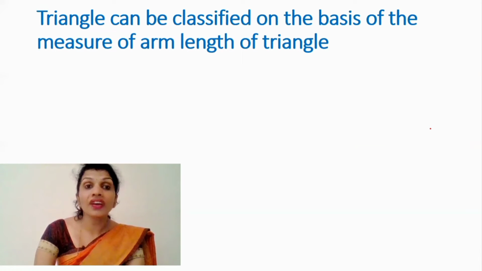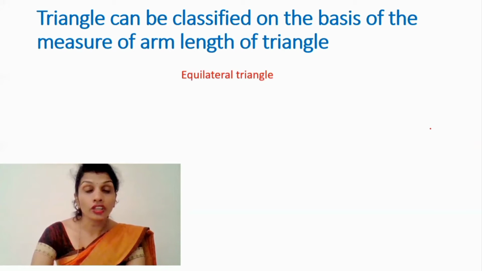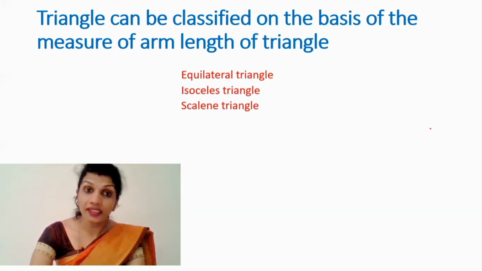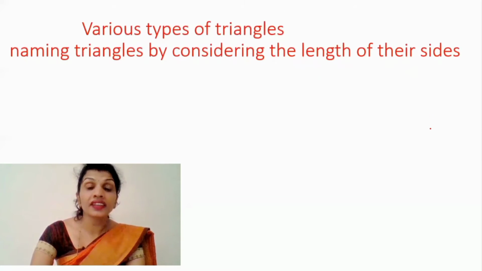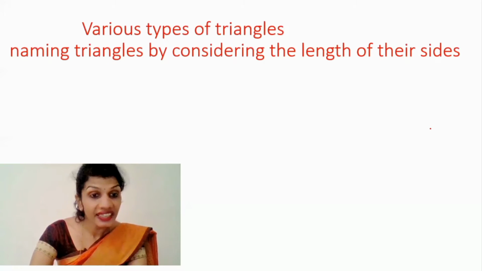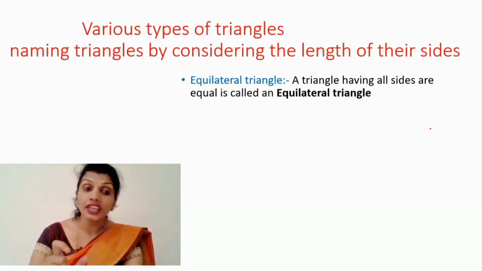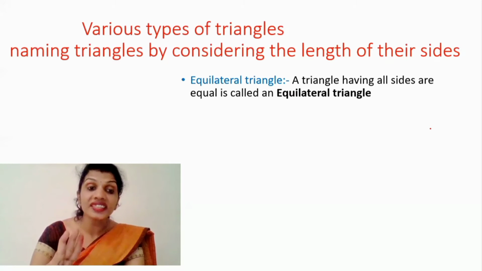Now we can classify triangles on the basis of the length of their sides. According to it, there are 3 types of triangle: equilateral triangle, isosceles triangle, and the last one is scalene triangle. So the first one we are going to see is the equilateral triangle. Equilateral means equal. By the name only you can understand: a triangle whose all 3 sides are equal is known as an equilateral triangle.